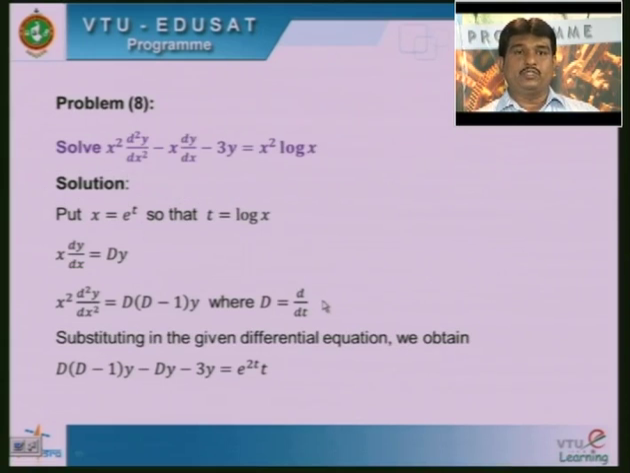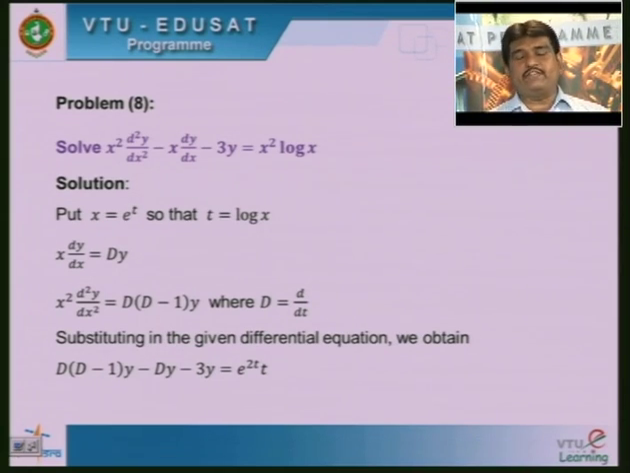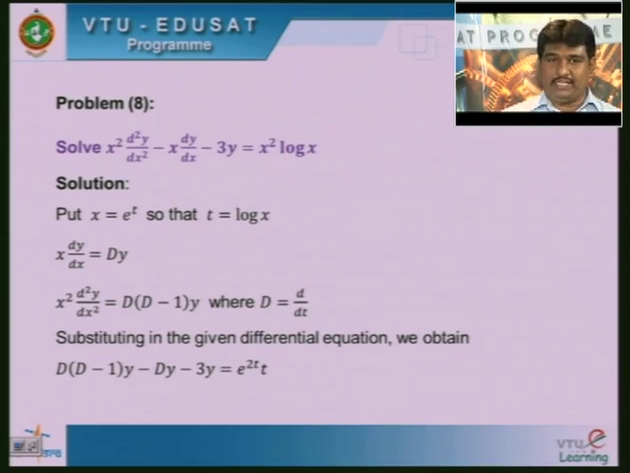Next question, problem number 8. x square into d square y by dx square minus x into dy by dx minus 3y equals x square into log x. This is Cauchy's differential equation. This equation can be converted into a differential equation with constant coefficients using the substitution x equals e to the power of t, so that t becomes log x. And the other terms with variable coefficients get converted to D into D minus 1 into y and so on, where D represents derivative with respect to new variable t.